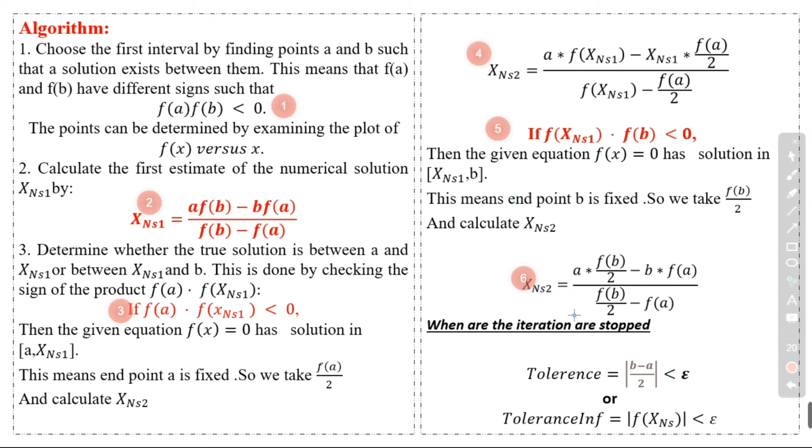And we use the stopping criteria for the modified Regula Falsi method. This one: the tolerance in function is less than this epsilon, and this will be given in our problem. So let's write a MATLAB code.